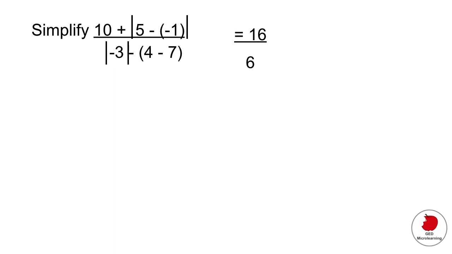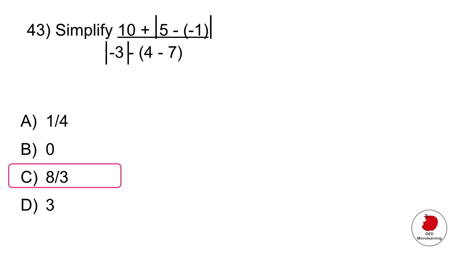And then remember, you want to reduce it to a lower expression, so you find a common factor, which would be 2, and reduce it to 8/3, which is option C.